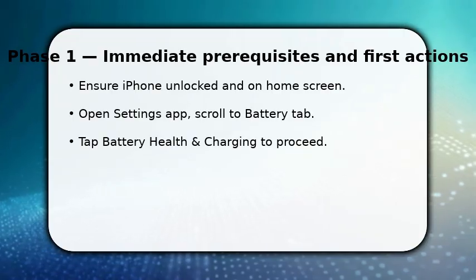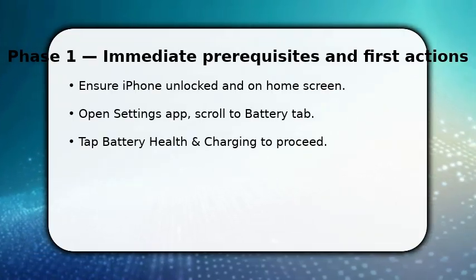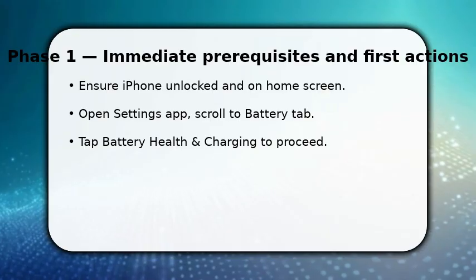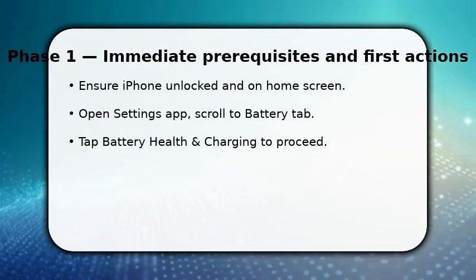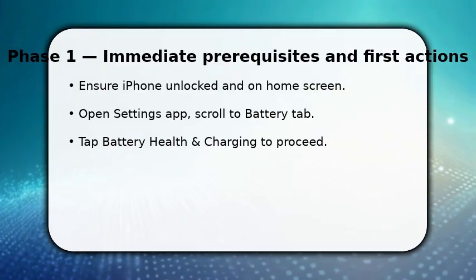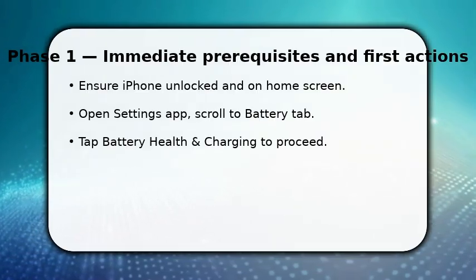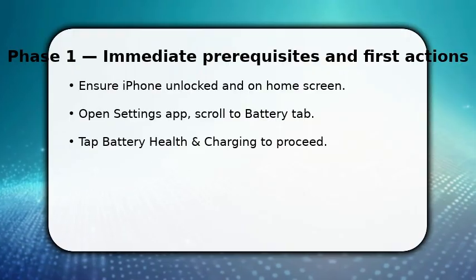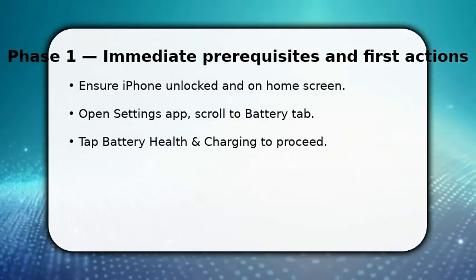Then select Battery Health and Charging so you can view maximum capacity and peak performance capability. You do this because the phone measures battery chemistry over time, and these screens display the recorded health metrics that matter for performance and replacement decisions.